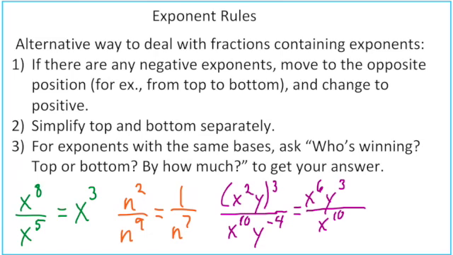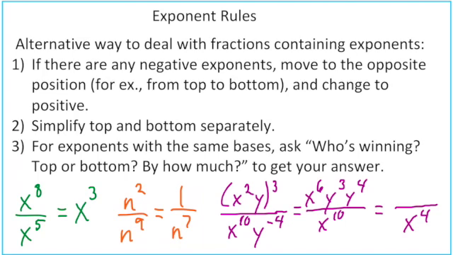But my y to the negative 4th can simply go to the top and become positive. Now let's just take a look at what's going on with the x's and what's going on with the y's. When we look at the x's and we ask who's winning, top or bottom, by how much, there's more x's on the bottom. They're winning by 4.